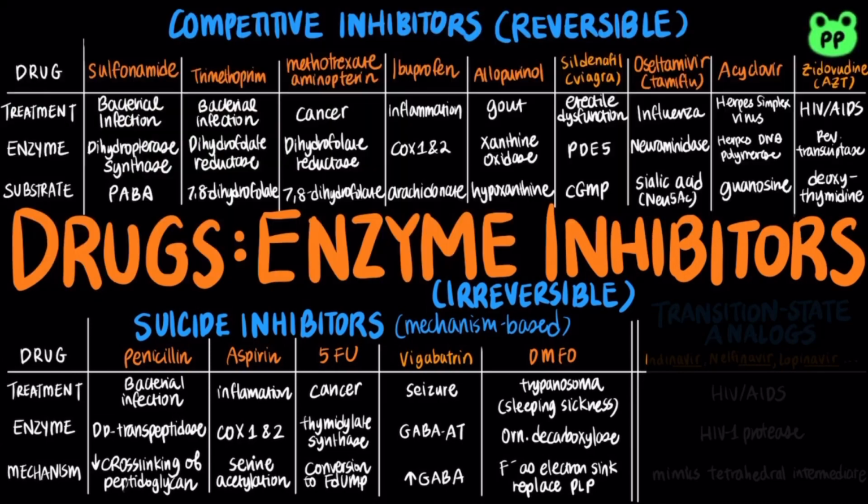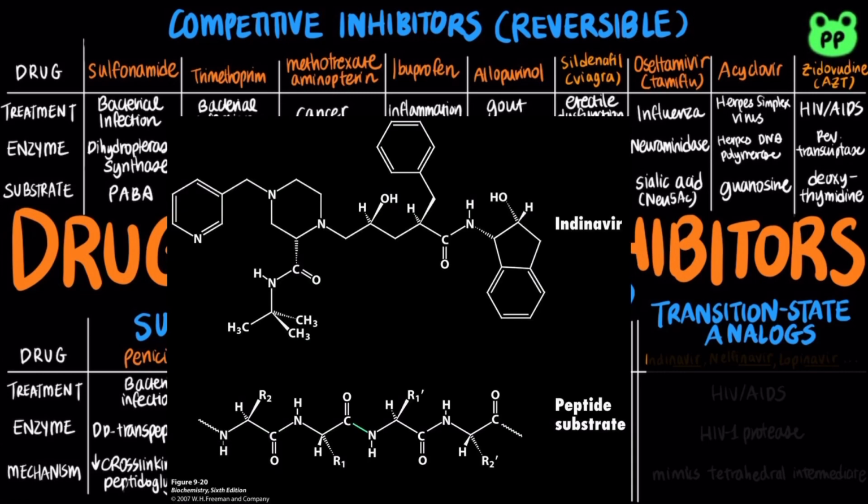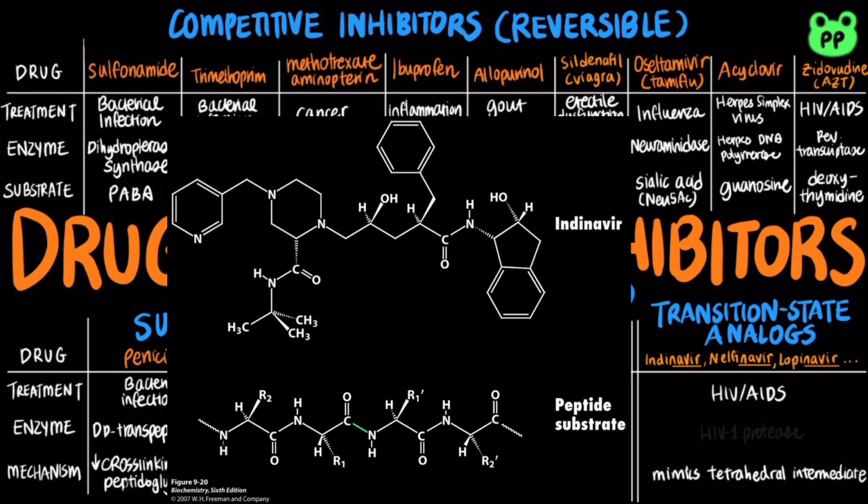active site. Lastly, transition state analogs are the most powerful enzyme inhibitors because they fit into the active site more strongly than the substrate itself. Anti-HIV drugs such as indinavir, nelfinavir, lopinavir, and saquinavir mimic the tetrahedral intermediate of HIV-1 protease, inhibiting the enzyme's ability to cleave polypeptides into active infectious proteins during the HIV replication cycle.